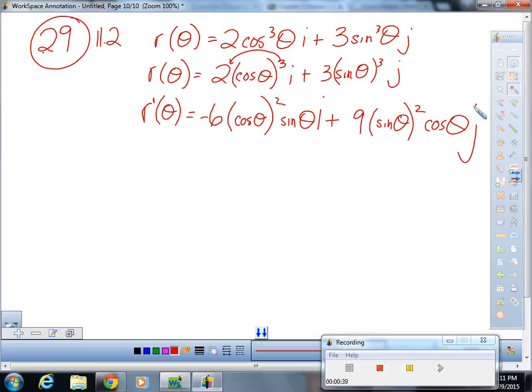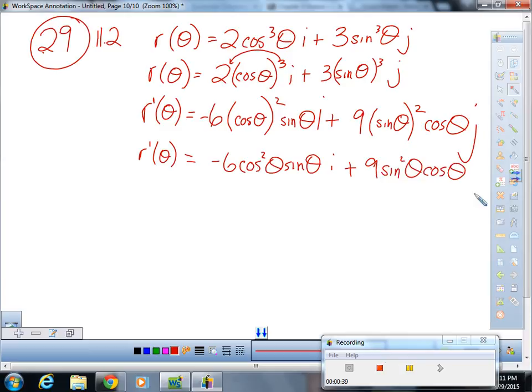Okay, so we can clean that up by saying r prime of theta is negative 6 cosine squared theta sine theta i plus 9 sine squared theta cosine theta j. Well, we want to know what values for theta make this thing a 0 vector, and at those places the curve will not be smooth.